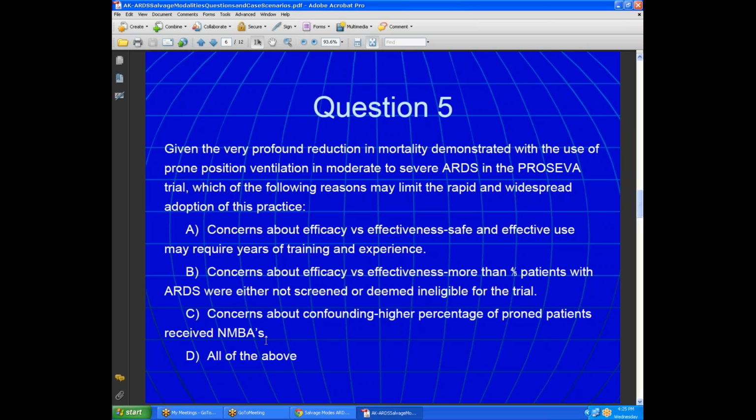And then confounding is an issue here too. I don't think that the neuromuscular blockade effect could explain the 50% reduction in mortality, but definitely a lot more patients who were prone were paralyzed initially, and we know that that may improve mortality, right? So there's another independent variable that may confound the primary outcome, basically.